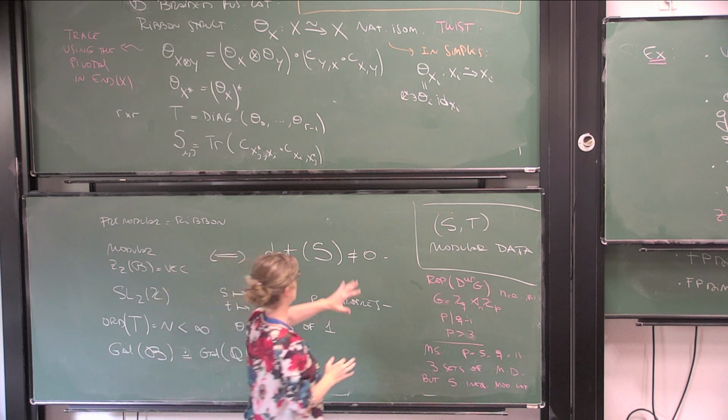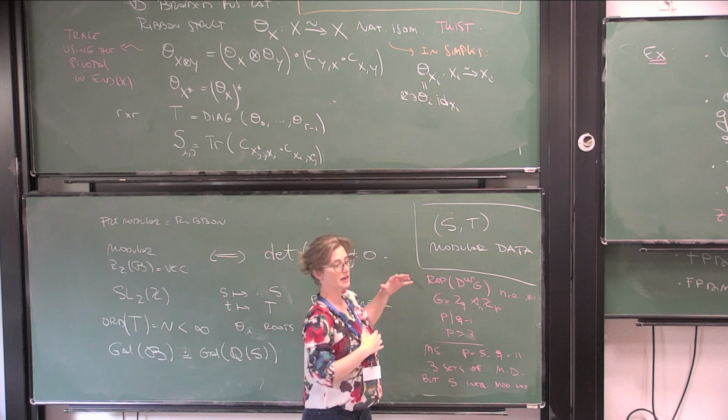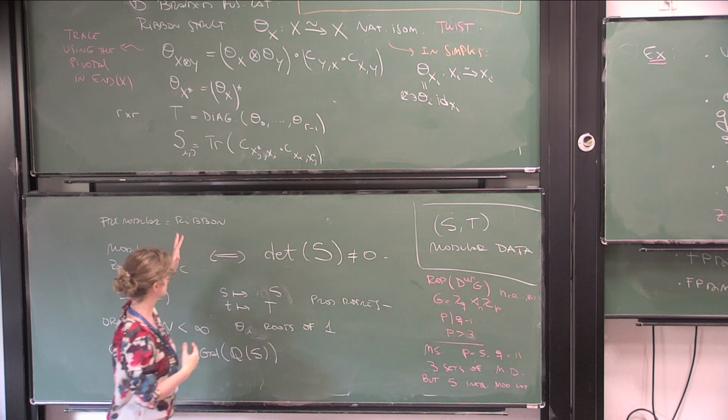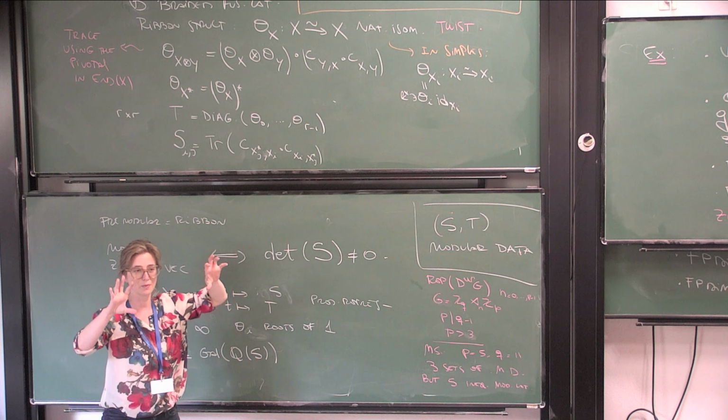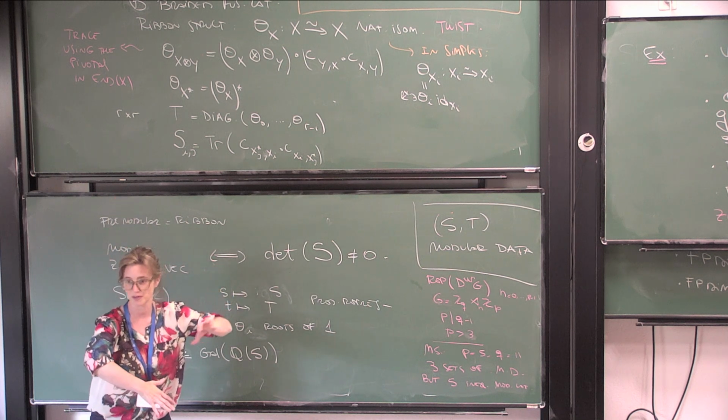And to call it modular data, I was very fast. These are the two matrices that I defined when you have a modular category. They give rise to two matrices that satisfy a bunch of things.